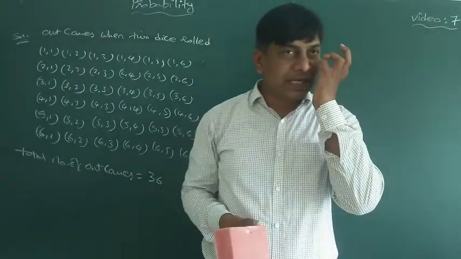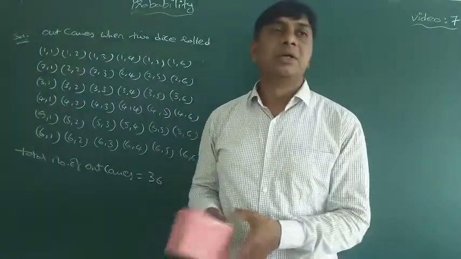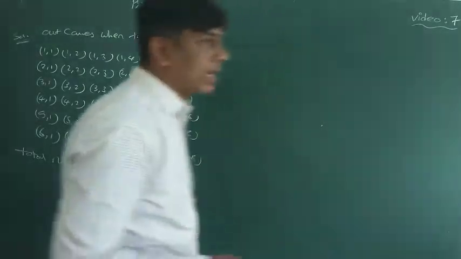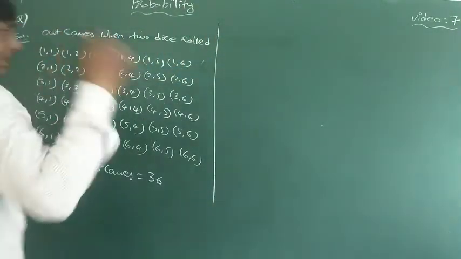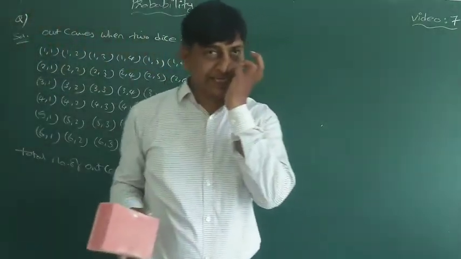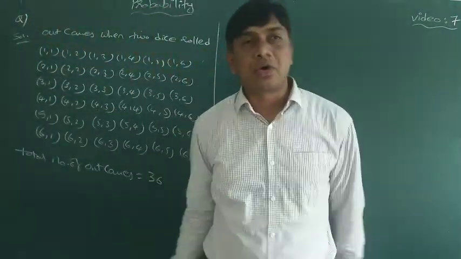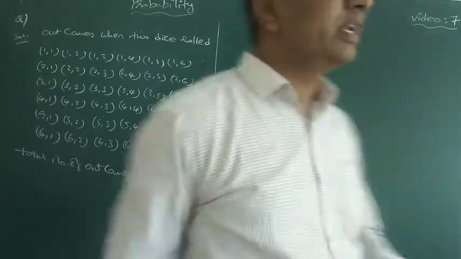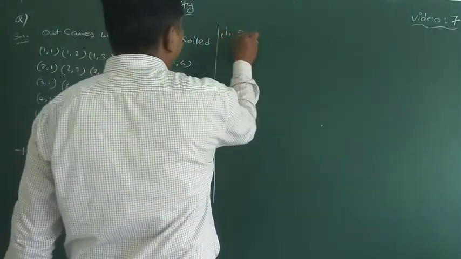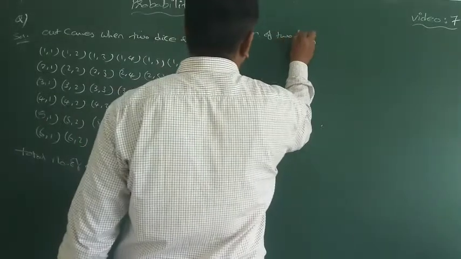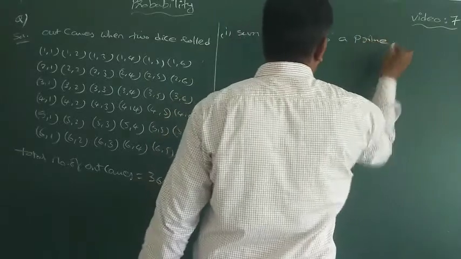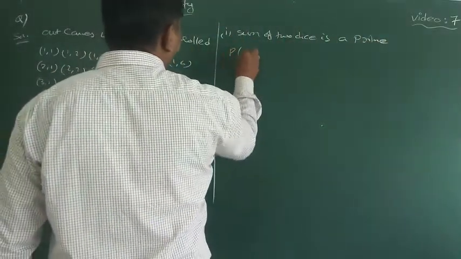When two dice are simultaneously thrown or rolled out, then what is the probability that the sum of the two dice is a prime number? These are not your textual questions, I am just dictating a new question, so please write it down. When two dice are rolled simultaneously, what is the probability that the sum of the result is a prime number?